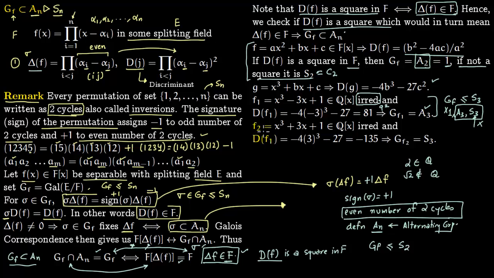So again, say f2 is x cubed plus 3x plus 1. Again, this is irreducible by the rational roots theorem. You compute the discriminant, it is minus 135. So if it is minus 135, then the discriminant is no longer a square in the rationals. This is a negative number. So the Galois group is now S3 instead of A3. Again, notice that if your roots are complex, then this square will give you a negative number. So complex roots means that the square would be negative. So this is a good way to determine the Galois group.